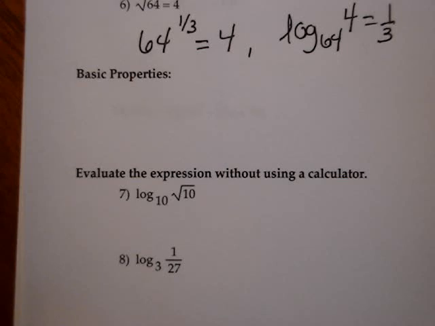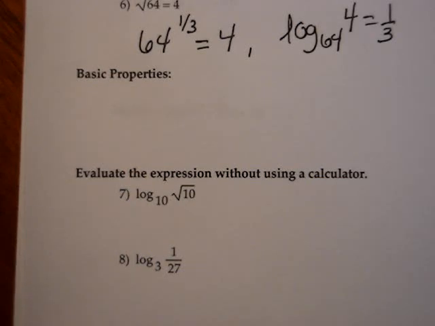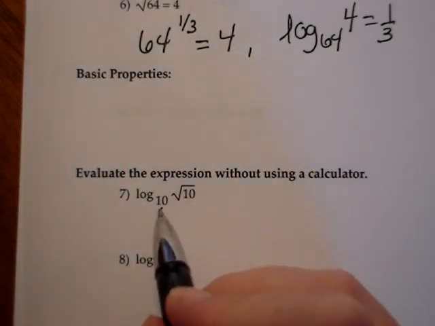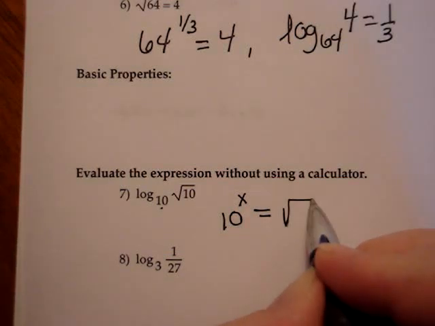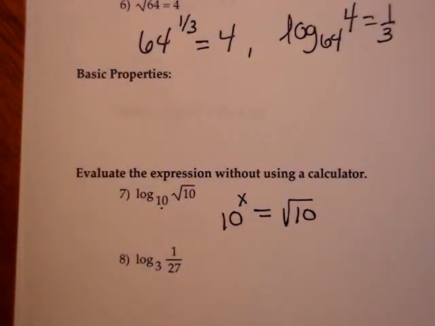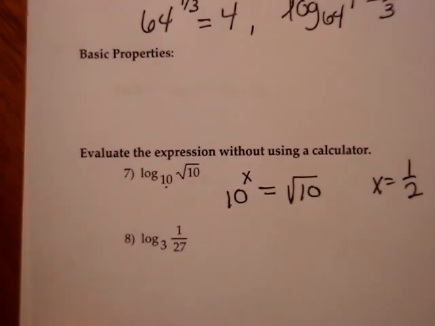Okay, first, every time I see a log expression and it says evaluate, evaluate means find the answer, find a numerical answer. So I ask myself the question, if I have a base of 10, what exponent did I put on 10 to get an answer of the square root of 10? Well, that exponent must be 1/2, because we know 1/2 exponent means the square root. Okay, let's try the next one.